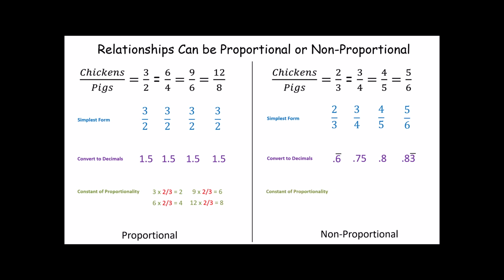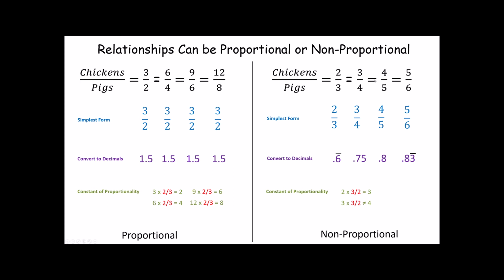If I try to do the same thing over here on the right, I take this 2 and I want to turn it into a 3, well, here I'm multiplying it by 3/2. 2 times 3/2 is 3. The top times 3/2 gives me the bottom. But if I take the second fraction, 3, and multiply it by that same constant, it does not equal 4. 3 times 3/2 is actually 4.5.